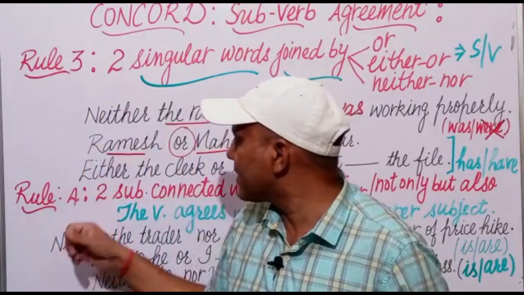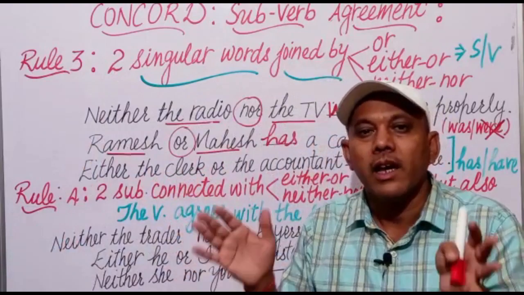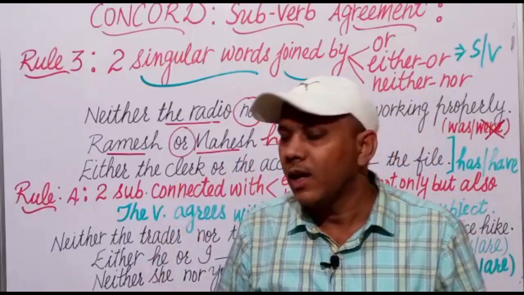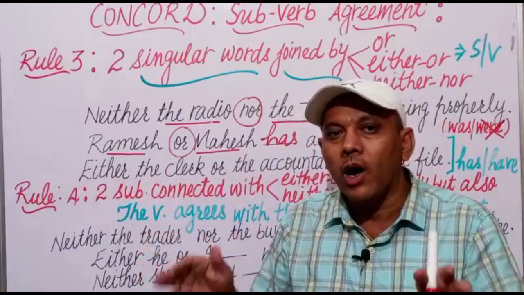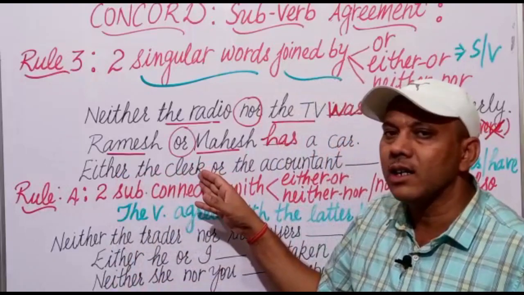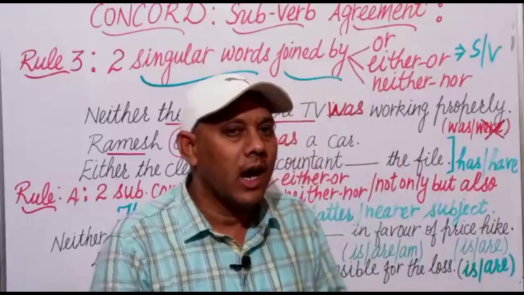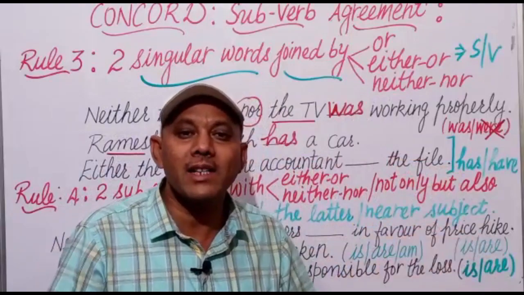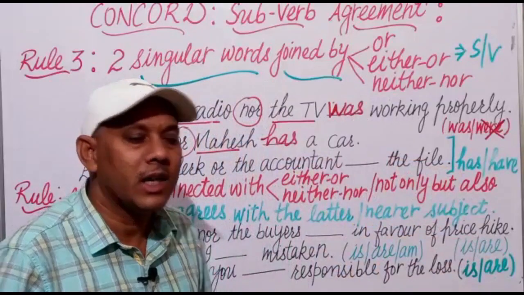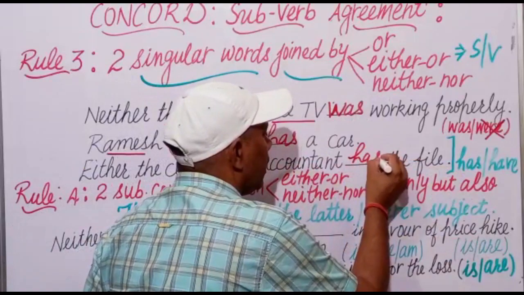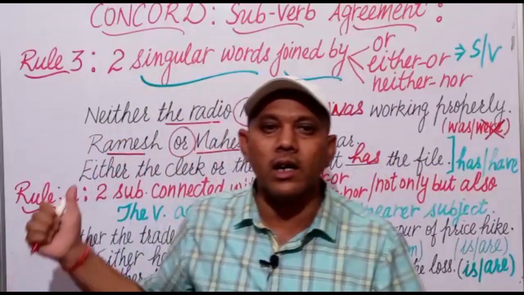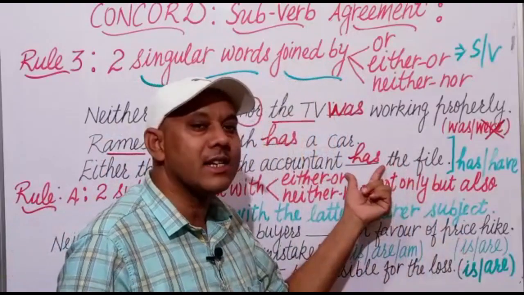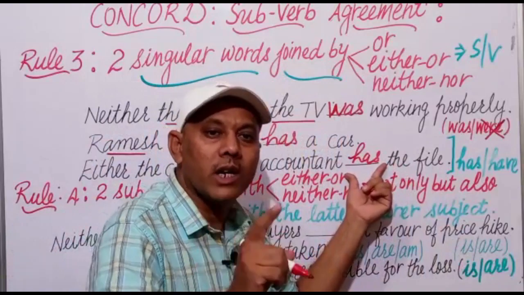And the next example is either the clerk, means if the boss of an office asked where is the file, and the peon or someone replies either the clerk or the accountant. Either the clerk or the accountant dash the file, means have the file or has the file. They will take a singular verb, has the file. Two singular nouns, the clerk or the accountant, are joined by or, so this sentence will take a singular verb.